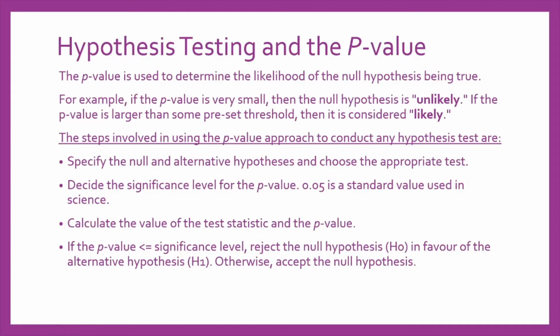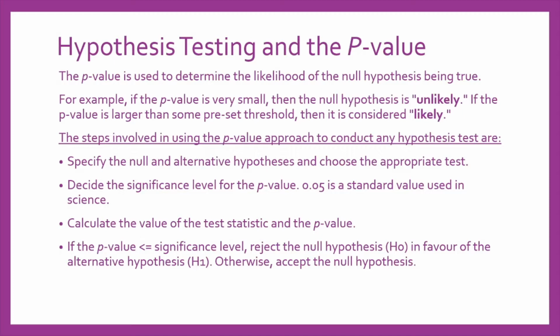And this brings us on to the p-value and how the p-value interacts with hypothesis testing. We've already seen that the p-value can be used to determine the likelihood of something. In the case of hypothesis testing, we use the p-value to determine the likelihood of the null hypothesis being true. So for example, if our p-value is very small, then the null hypothesis is unlikely. If the p-value is larger than our preset threshold, then it is considered likely.